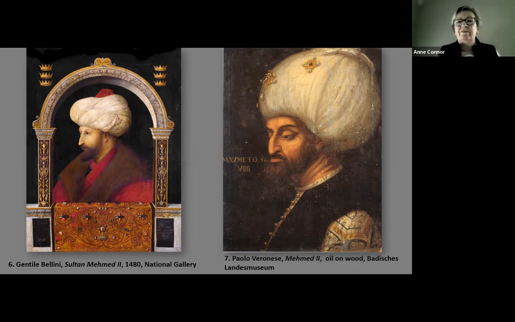On the right, you have another representation that is done, of course, a posteriori, later on by Paolo Veronese, showing the same Sultan. You might wonder why these huge turban, the bigger the turban, the more important the person.